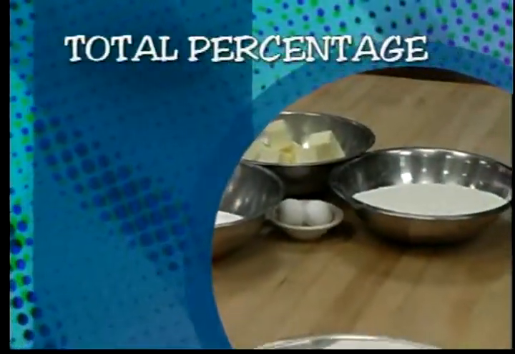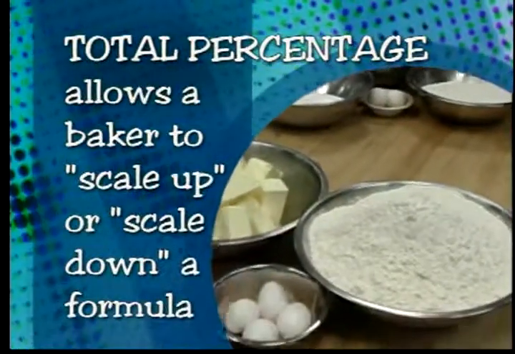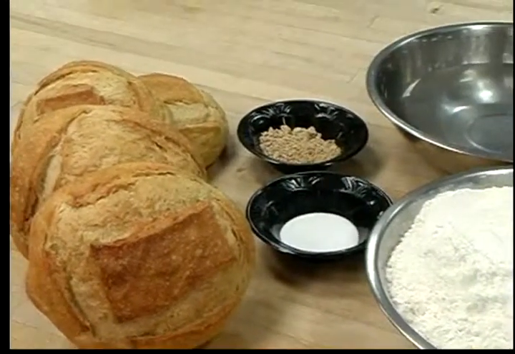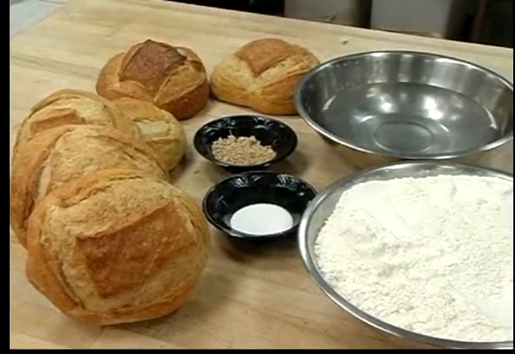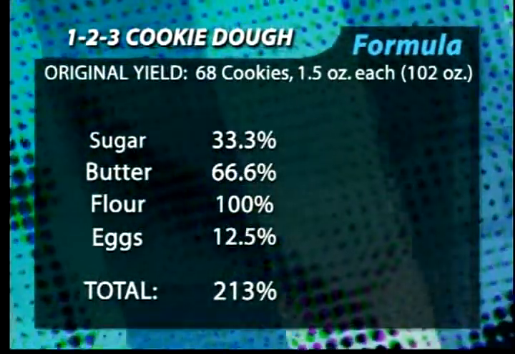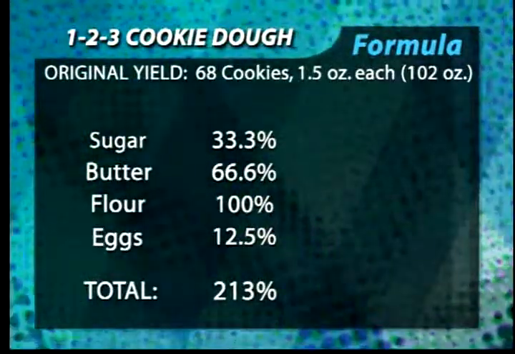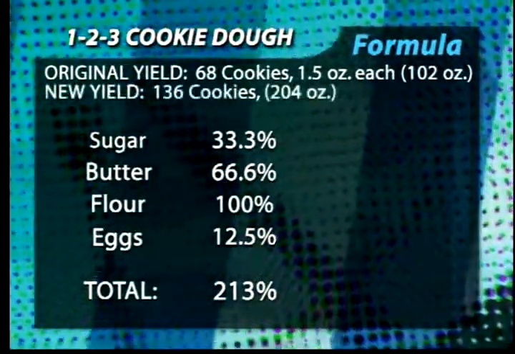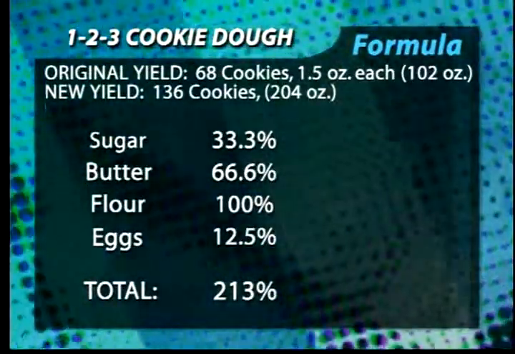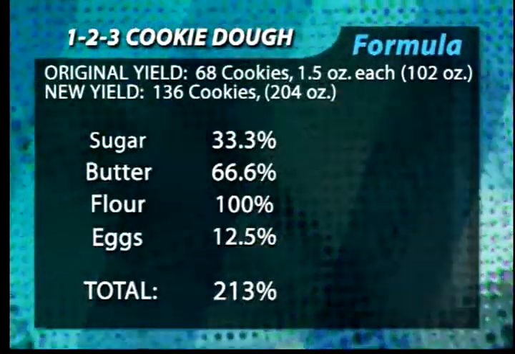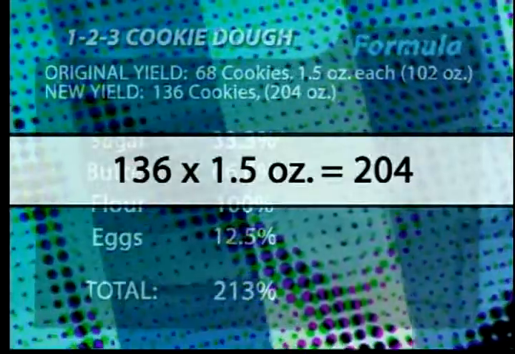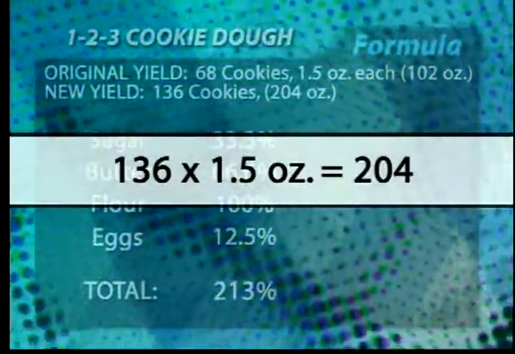This number allows a baker to increase or decrease a formula, known as scale up or scale down a formula. Baker's percentage will help you when you need to change the total amount produced or the formula's total yield. Our butter cookie formula produces 102 ounces of dough, enough for 68 1.5 ounce cookies. Let's scale this formula up to make 136 cookies. First, calculate the total amount of dough needed for our new formula. Multiply 136 cookies times 1.5 ounces each to find the new yield, 204 ounces of dough.